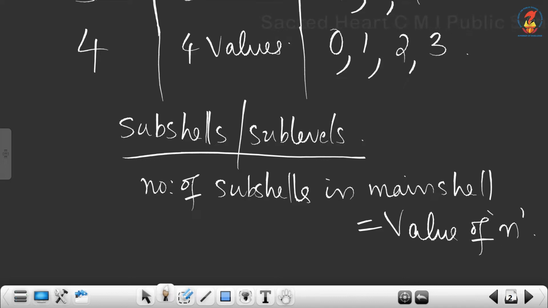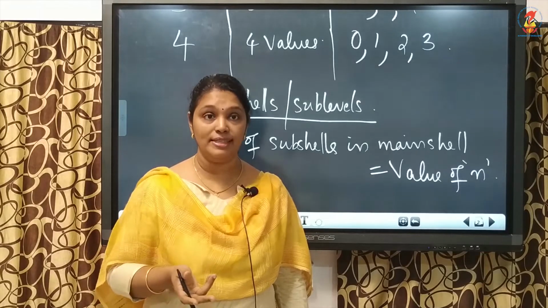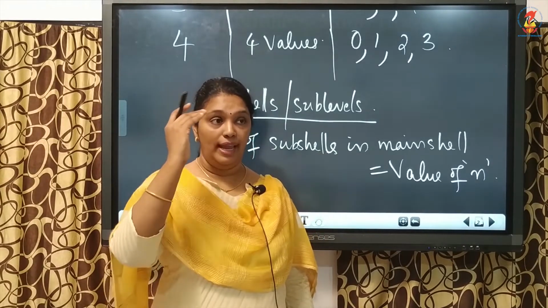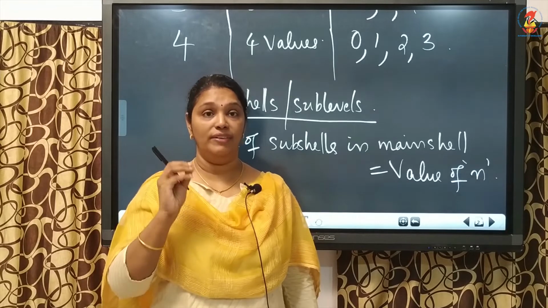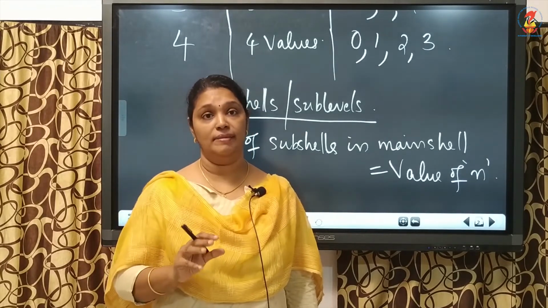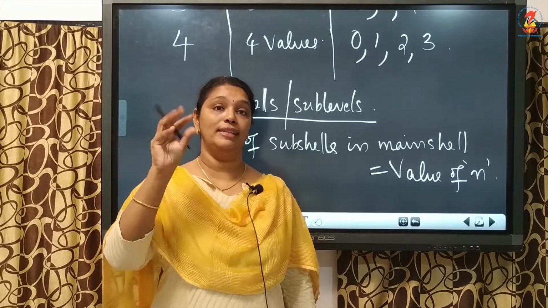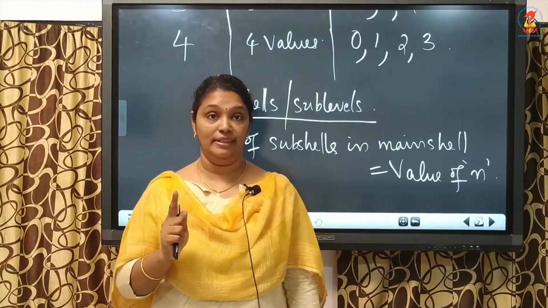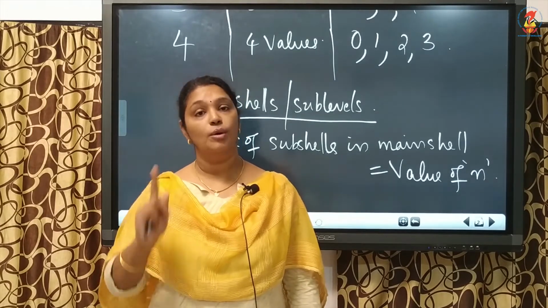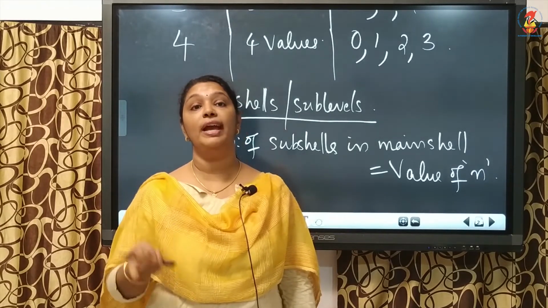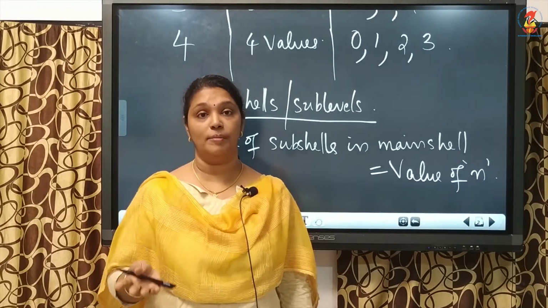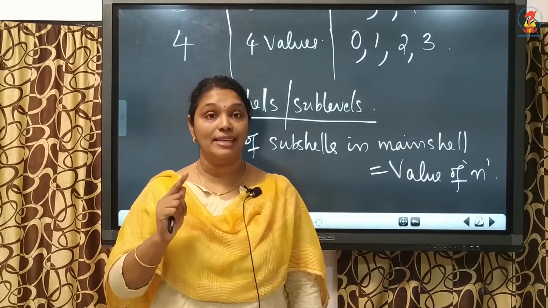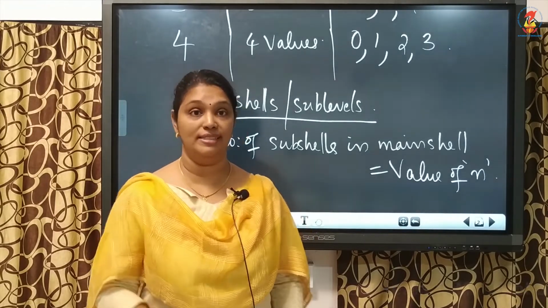Okay, so what did I say? Inside the main shell we have subshells, and each subshell is assigned an L value. So if you know the L value, we can say what is the subshell present in it. And the number of subshells in the main shell is equal to the value of n. So if n is equal to 1, we have how many subshells in it? 1 subshell. N is equal to 2, we have 2 subshells. N is equal to 3, 3 subshells. N is equal to 4, 4 subshells. Then I told you the subshells can be assigned L value. Let's see how it is done.